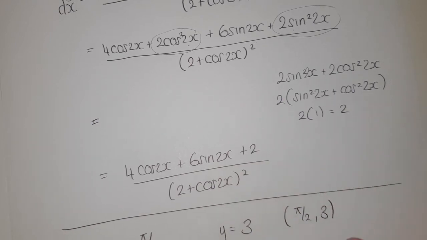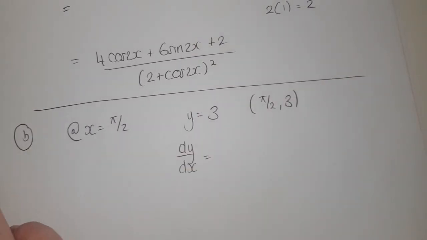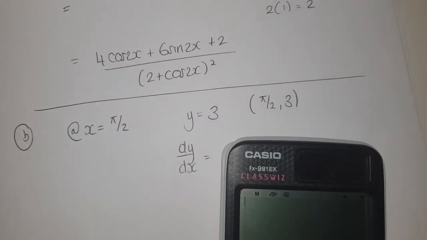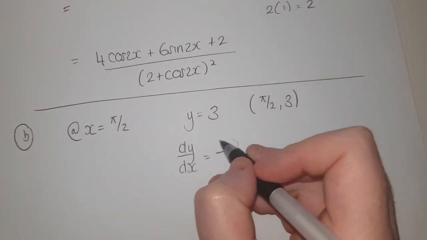And then dy by dx, we're just going to chuck pi by 2 into this entire mess we've got at the top there. So 4 cos pi plus 6 sine pi plus 2 over 2 plus cos pi, all squared. You're going to get minus 2. So that's the gradient of my tangent.